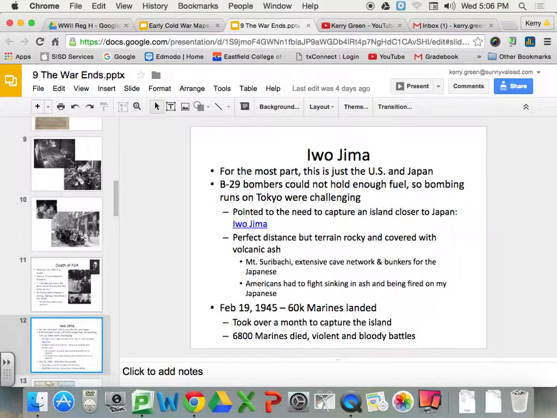So for the most part, it's just the U.S. and Japan. One of the problems that Truman has with Stalin is that the Soviets are very slow. You have May, the Germans have surrendered. And, of course, if you remember back to the Tehran Conference, the Soviet Union had promised to step in and help the U.S. fight Japan, because remember, the Soviet Union's pretty close to Japan, and they're not doing that.